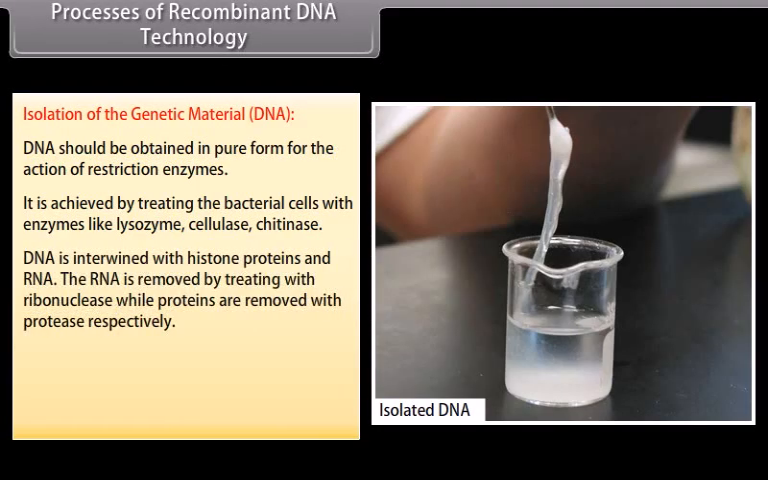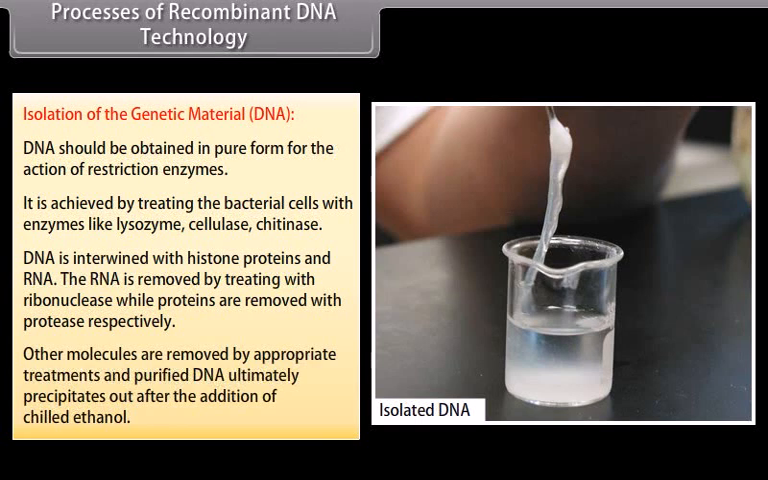DNA is intertwined with histone proteins and RNA. The RNA is removed by treating with ribonuclease, while proteins are removed with protease respectively. Other molecules are removed by appropriate treatments, and purified DNA ultimately precipitates out after the addition of chilled ethanol.